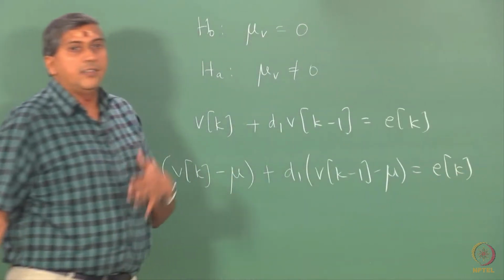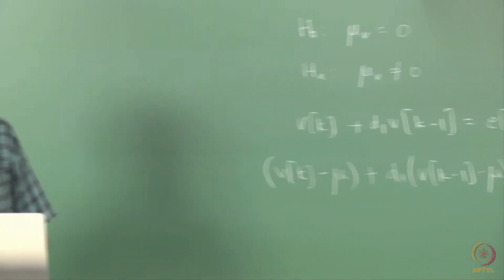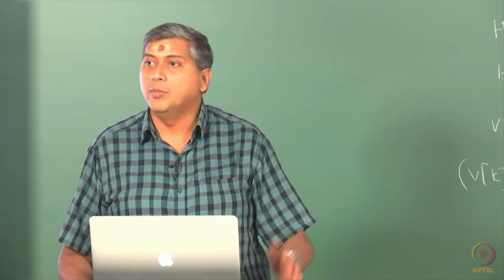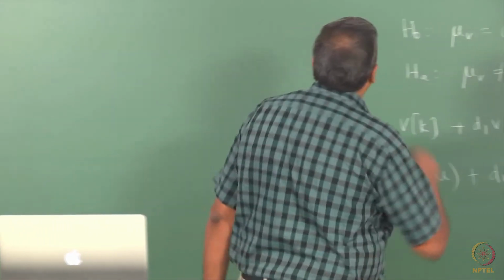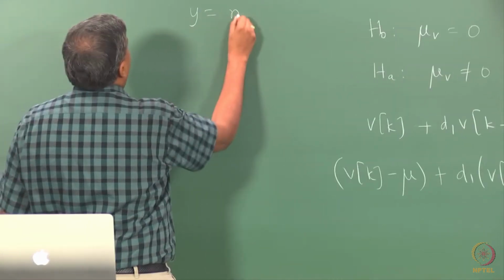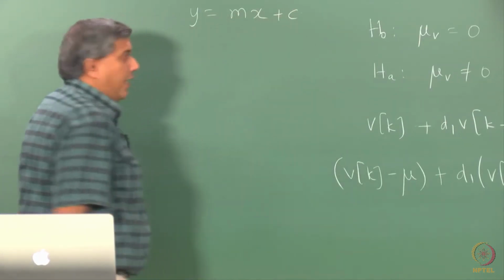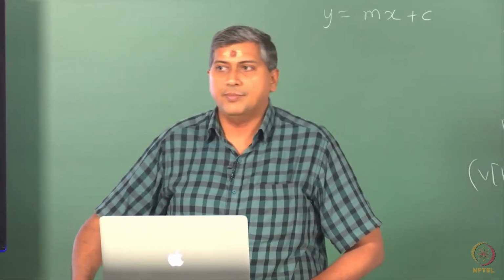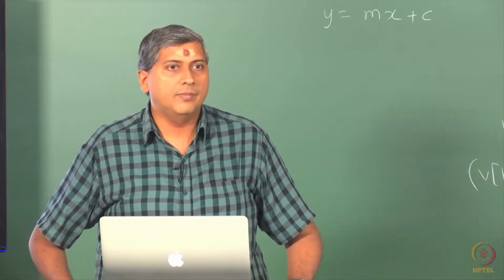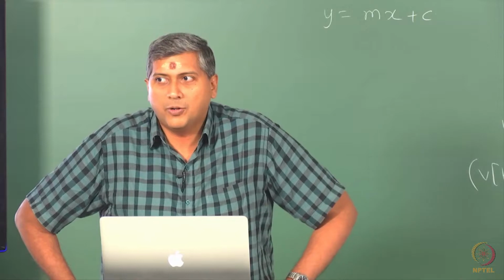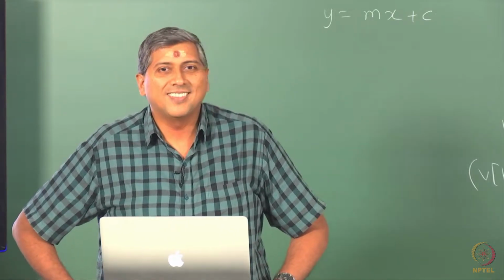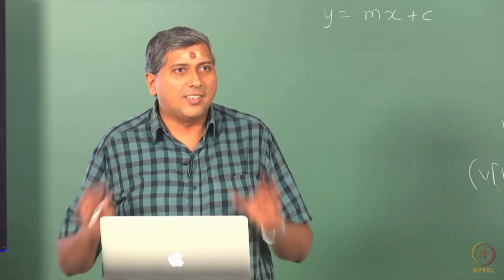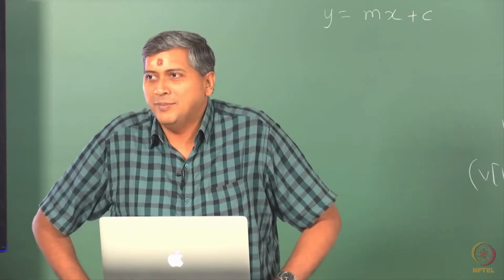So, in other words, instead of building models for Vk, you would be building models for Vk minus mu, departures from the mean, and that is a standard thing even in the deterministic world. For example, in the deterministic world, if I have some relation between y and x as y equals mx plus c, is this a linear model? Initially I heard a lot of yes whispers.